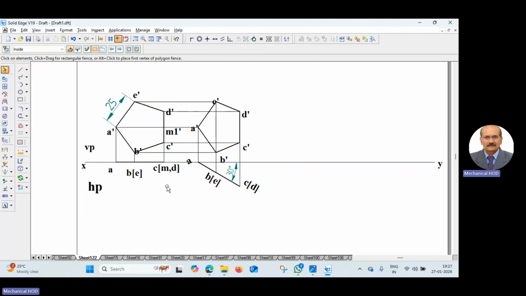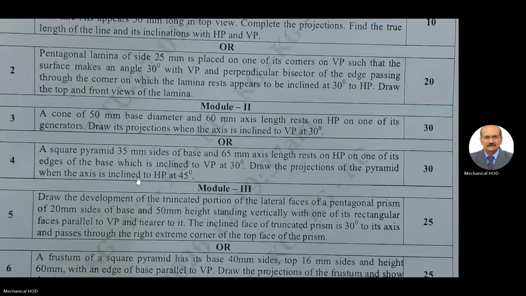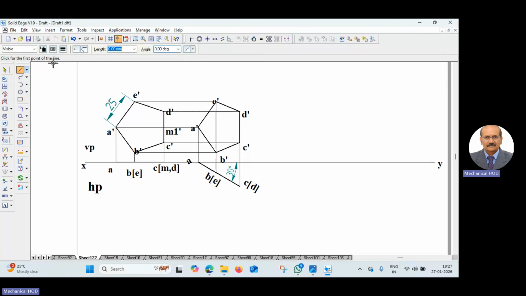Okay. Now, what is the inclination with respect to HP? See, this is the question paper. Perpendicular bisector of the edge passing to the corner on which the laminar rests appears to be inclined at 30 degree to HP. Perpendicular bisector appears to make an angle of 30 degrees. So what is the perpendicular bisector here? A dash M1 dash is the perpendicular bisector. Here the perpendicular bisector in the apparent position, second front view. So this, we call it as M dash.